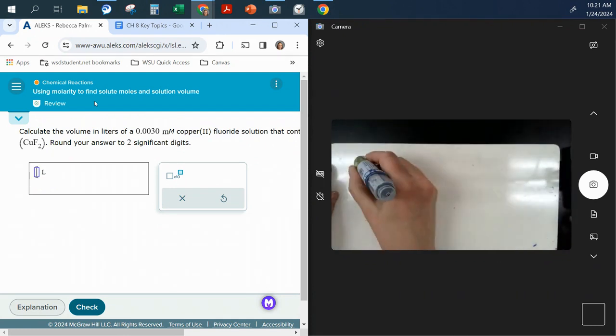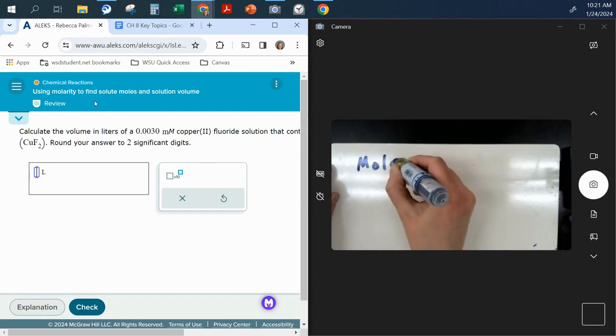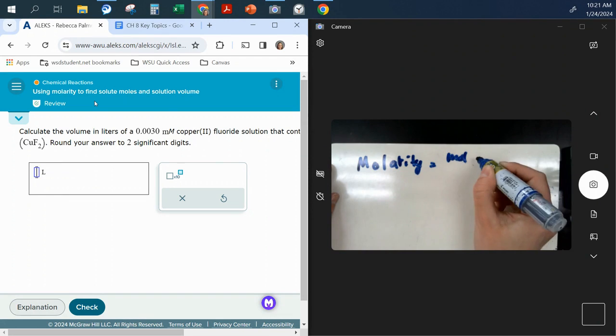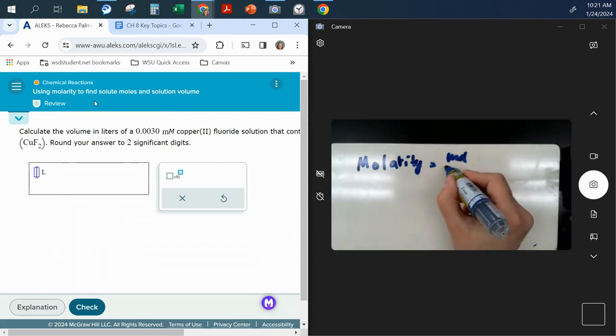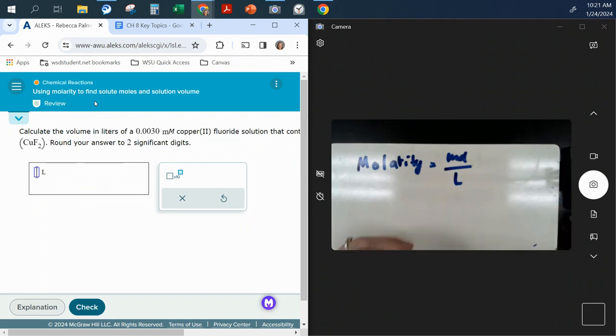So molarity. Did we talk about this already? Molarity is always moles of the solute over liters of total solution. So moles over liters. If we want to solve for moles, we're just going to multiply the concentration times the volume. So you can write this a few ways.